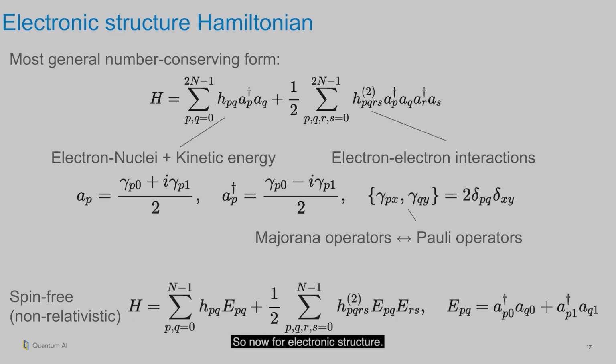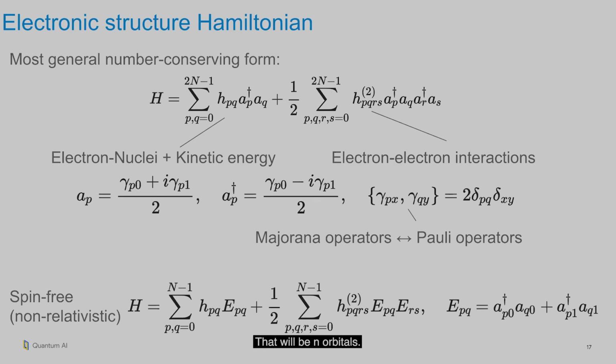Okay, so now for electronic structure. Previously, I kind of talked about Pauli operators. Now we talk about fermionic operators. So the first equation I have here is what most electronic structure problems that people want to solve will look like. They will be number conserving.